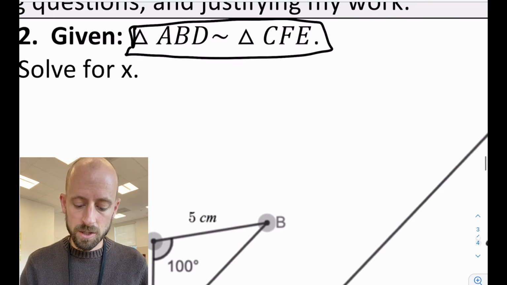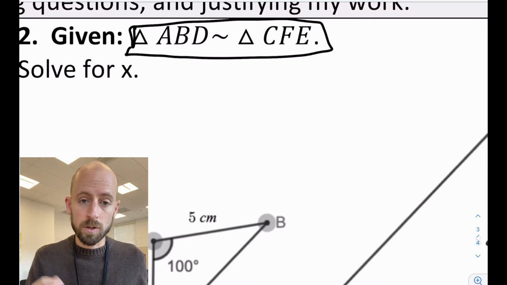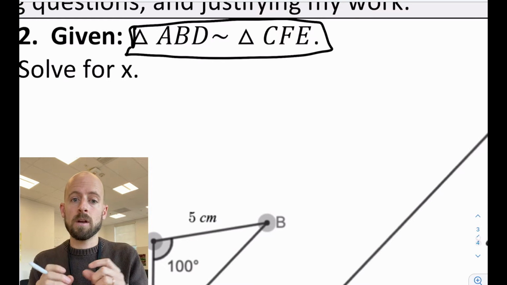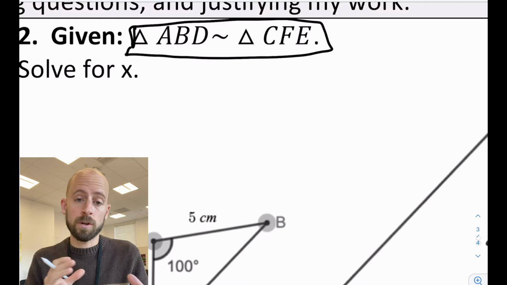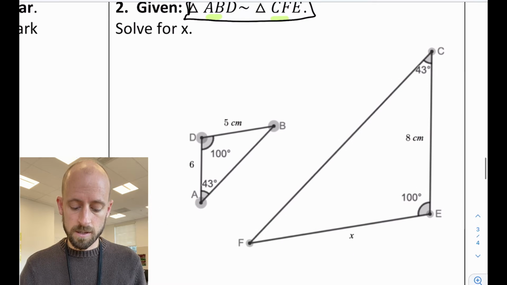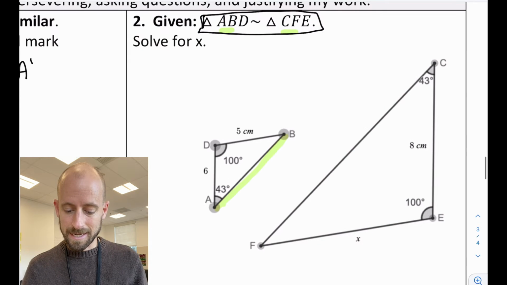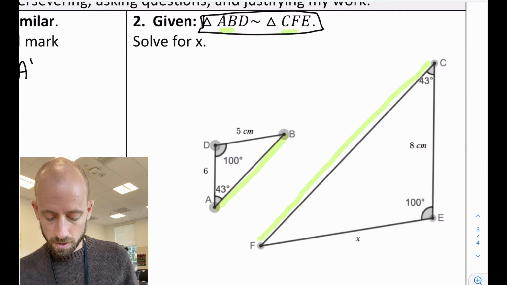Okay. Now I mentioned before that the order of those letters matter. And so what they tell you is which sides and which angles are going to be corresponding, or congruent for the angles. So because A and B were the first two letters there, I know that side AB is going to be corresponding to CF, okay? So what I can do in my small little triangle here, I can highlight AB, and then I can highlight CF, okay?